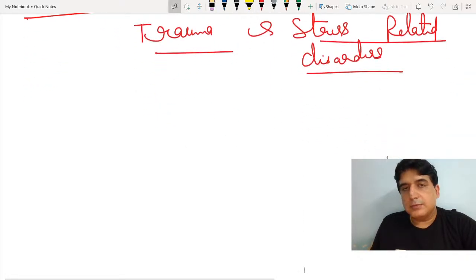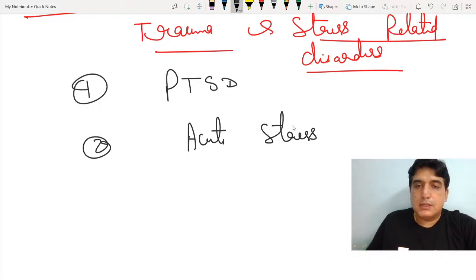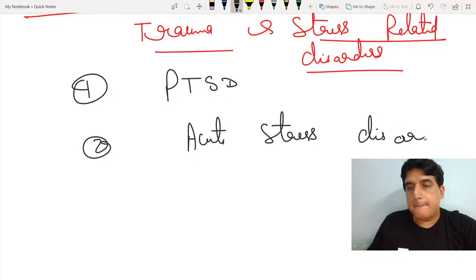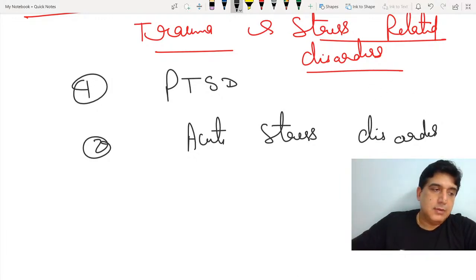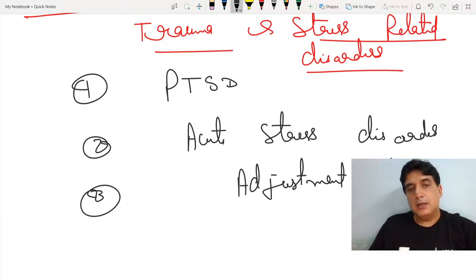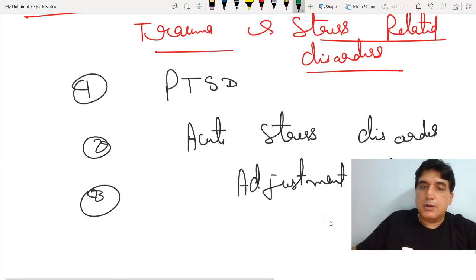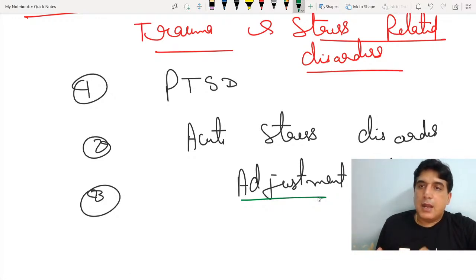In this, guys, we have PTSD, post traumatic stress disorder. We have acute stress disorder, and we have adjustment disorder. So trauma and stress related disorders: PTSD, acute stress disorder, adjustment disorder. Adjustment disorder, before we had under mood disorder, but now we have it under trauma and stress related disorder.